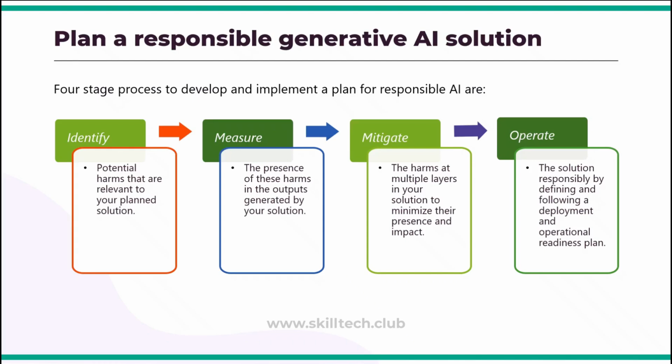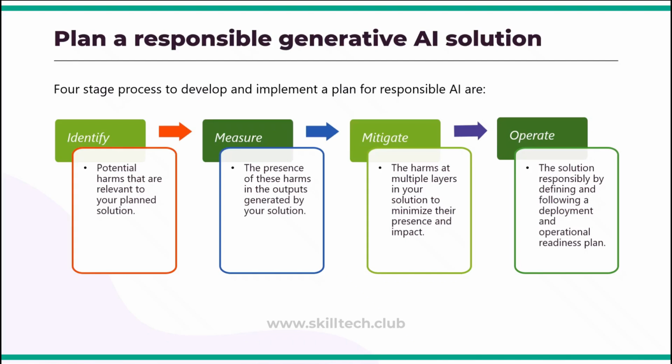Then you have to measure the presence of these harms in the output generated by your solution. And if you identify any such outputs, you have to mitigate the harm at multiple layers in your solution to minimize their presence and impact. And you have to ensure that you have transparent communication about potential risk to the users. So while launching that app, while providing that app to the end users, you have to make sure that you mention certain details associated with that.